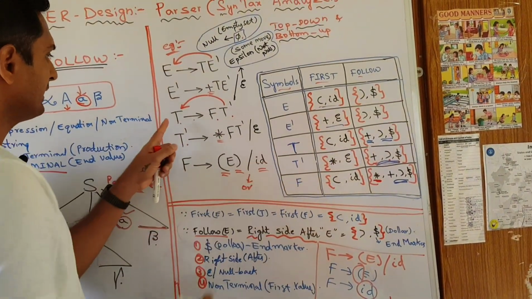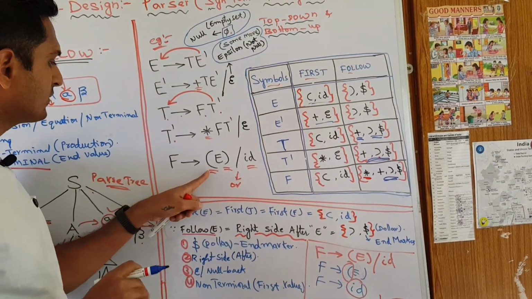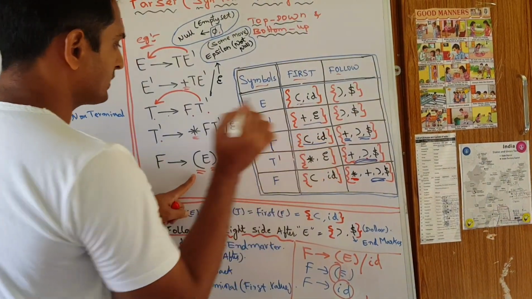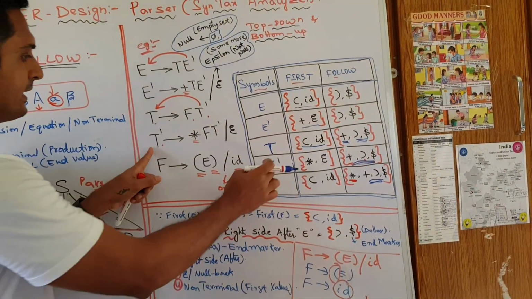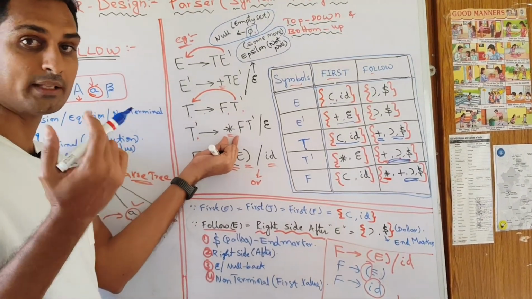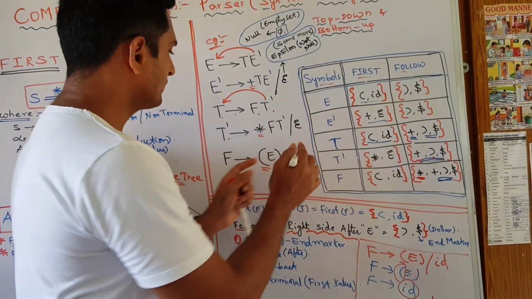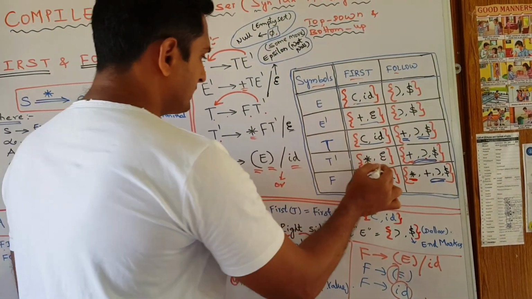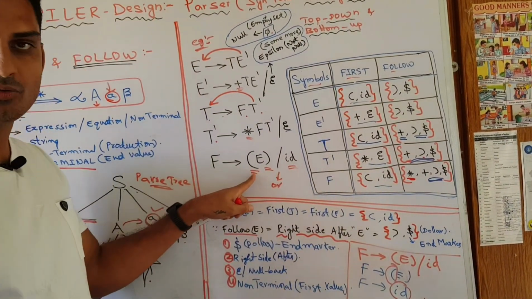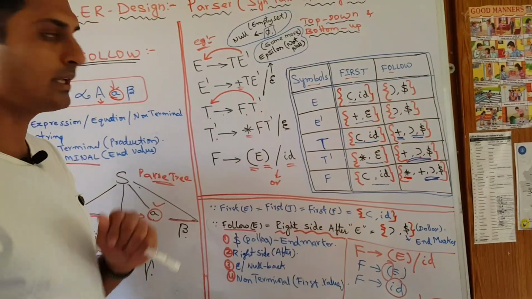Then T. T's first value is F. Again F is a non-terminal. F's first value is the same: open bracket and ID. This is also over. Then T dash. T dash's first value is star. Star is a terminal, so we can take that one. We need to take terminal points. Again epsilon. Right? This is also over. F's first value is open bracket as well as ID. These are the first values of these non-terminals.